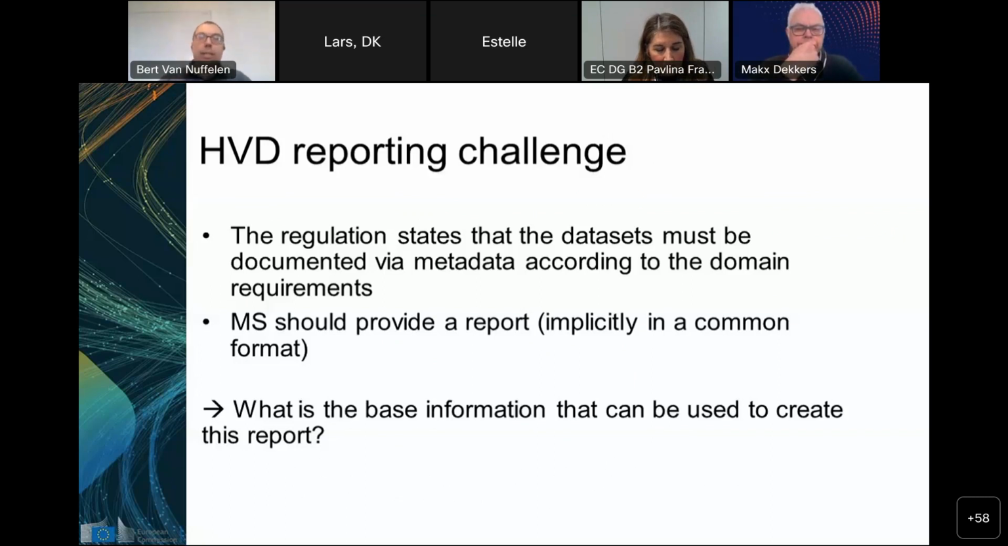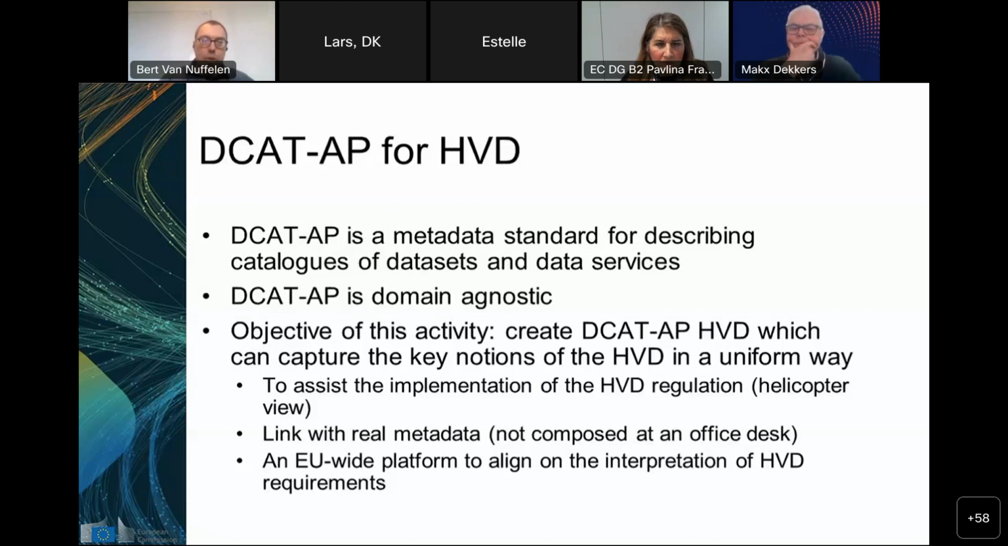And that is where DCAT-AP comes into play, as it is domain agnostic. It can support you as a member state to provide this base information that is needed for the reporting. But that doesn't excuse you, of course, from publishing the datasets according to the metadata requirements of each domain. That is in addition to what you have to do. As I said, our goal is that DCAT-AP can support in that. It is domain agnostic, so we can cover all these areas.